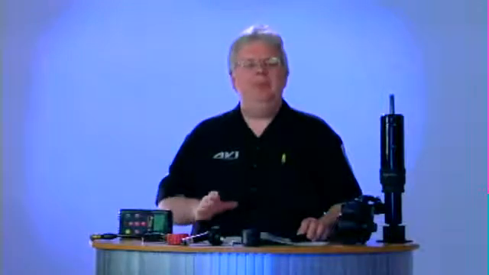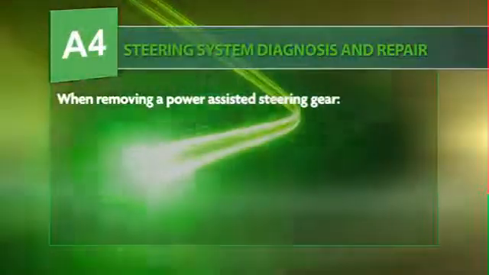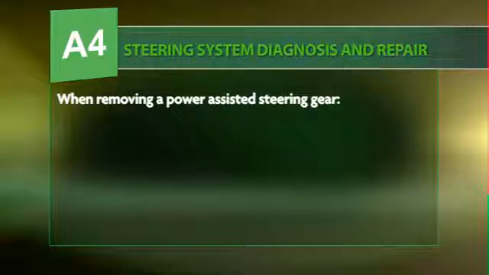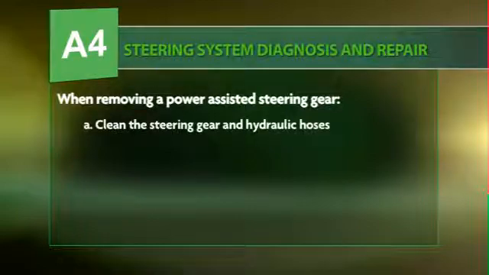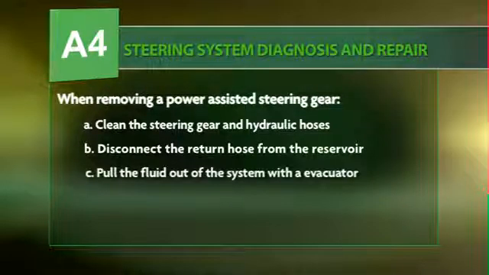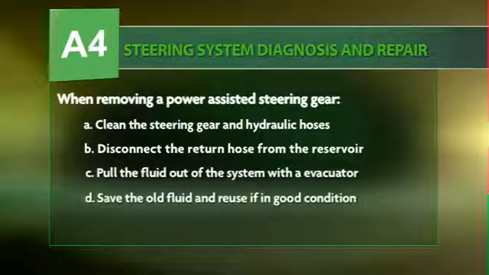Well, here's a question about servicing a power steering system that you might run into on the A4 test. It reads like this: when removing a power-assisted steering gear, so that'd be the recirculating ball screw type of steering gearbox, do one of the following. So we're looking for the correct answer here. A, clean the steering gear and hydraulic hoses. B, disconnect the return hose from the reservoir. C, pull the fluid out of the system with an evacuator. Or D, save the old fluid and reuse it if in good condition.